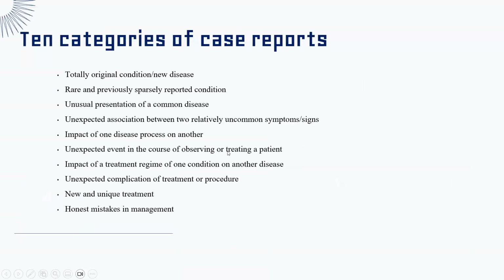Now coming to another criteria, this is also a similar one, but here we see 10 different categories. That is, an original condition or a disease, a rare or a spatially reported condition, unusual presentation, unexpected association between relatively uncommon symptoms, impact of one disease process on another, unexpected event, impact of a treatment regimen, unexpected complication, that is an ADR, a unique treatment, and honest mistaken management, which comes under quality assurance. So again, we have these different categories.